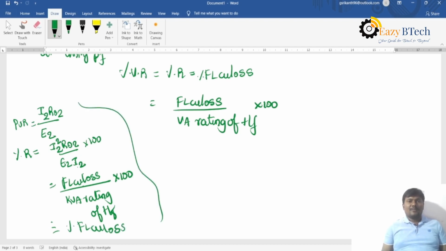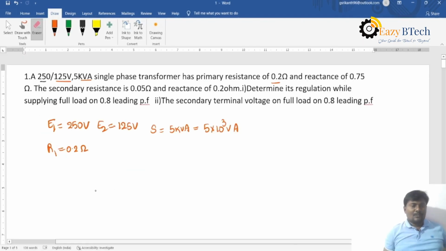In some of the problems, the percentage resistance is indirectly mentioned instead of giving the full load copper loss, and percentage reactance is also given. If the percentage full load copper loss is given, you can assume that it is the percentage resistance. So in this lecture, I will solve the most important and repeated problems in university examinations on voltage regulation of a single phase transformer.